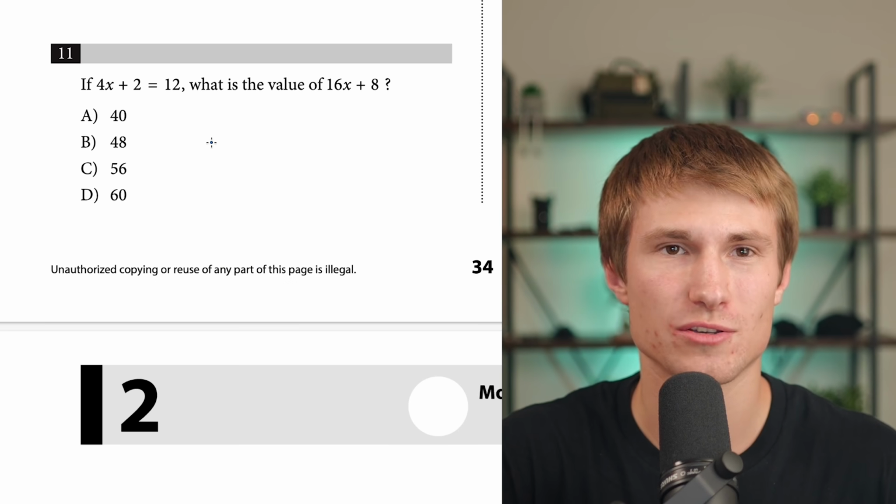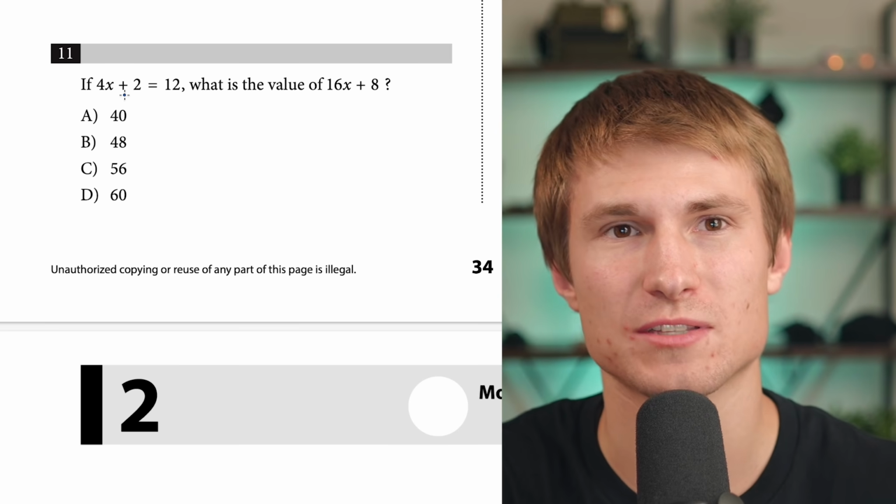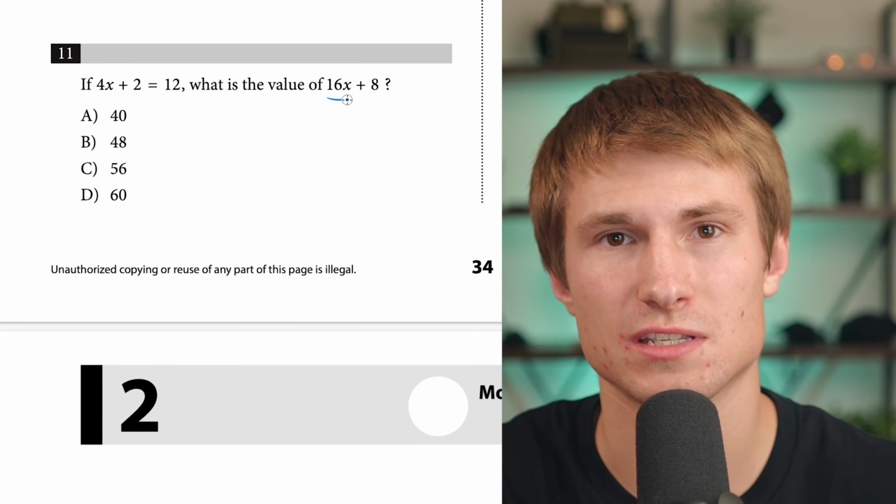Here's how to use ratios to move faster on the SAT math section. Question 11 states if 4x plus 2 equals 12, what is the value of 16x plus 8?